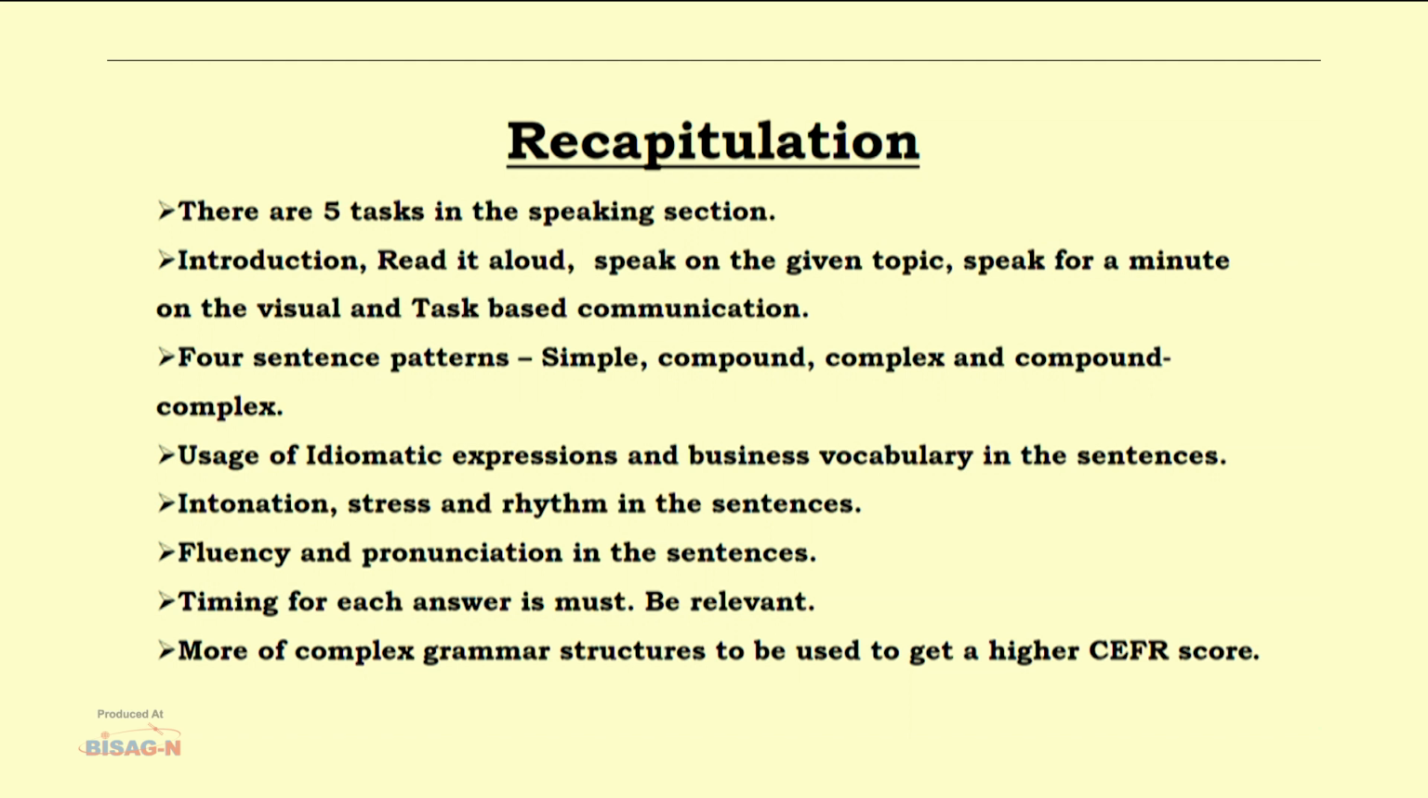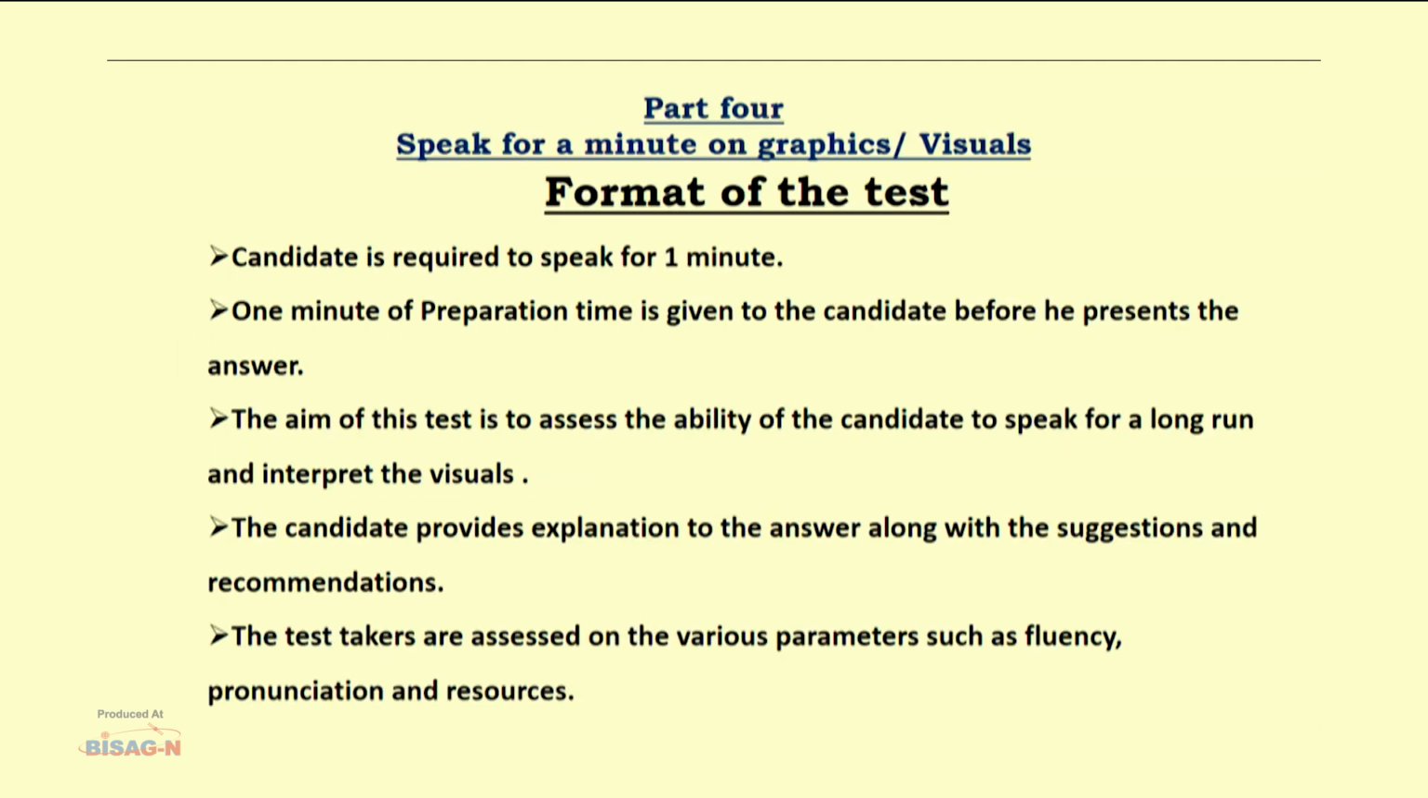We also saw that the candidate has to use complex grammar structures to get a higher CEFR score. So these were a couple of things that we covered in the previous modules. Now let's look at what we have for today. In today's session, we have part 4 or task 4, which is speak for a minute on the graphics or visuals. Now let's look at what is the format of the test.